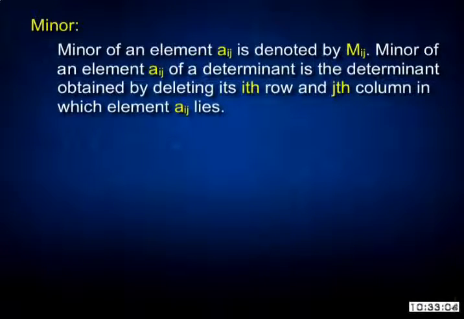Now we will learn about minors, cofactors, adjoint of a matrix and singular and non-singular matrix. Minor of an element Aij is denoted by Mij. Minor of an element Aij of a determinant is the determinant obtained by deleting its ith row and jth column in which the element Aij lies.